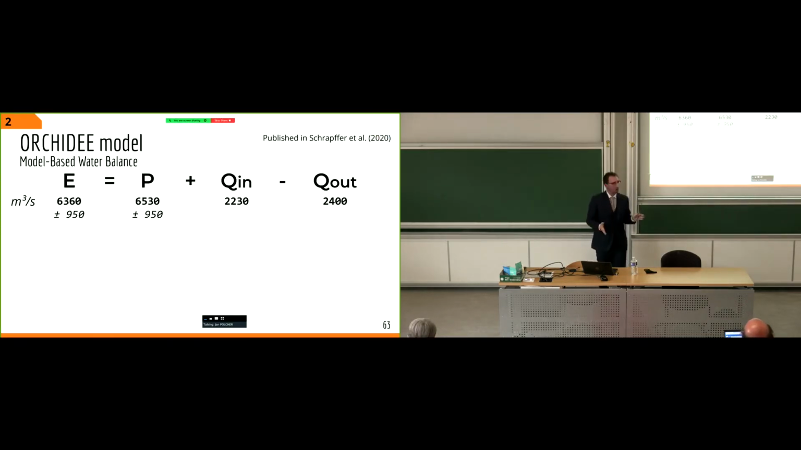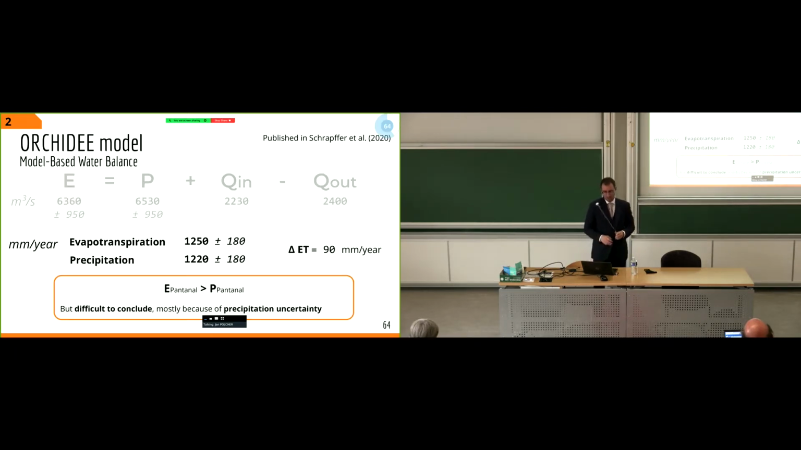This balance leads to the following results that I can show you in a more friendly way, like this. What we have basically is evapotranspiration which is higher than precipitation, which is not common over land. However, it is difficult to conclude because we have high precipitation uncertainty. We apply this balance to the simulation with floodplains and to the corresponding simulation without floodplains, and this allows us to estimate the evapotranspiration which is directly related to the presence of floodplains, and we estimated it at 90 millimeters per year.